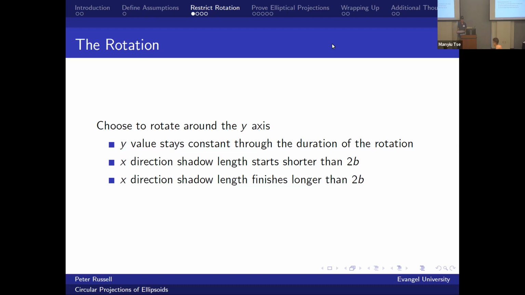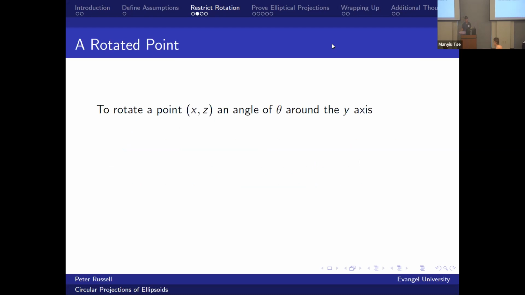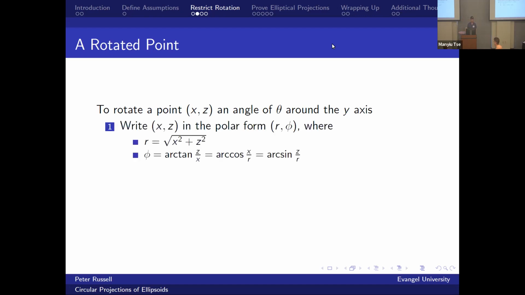The only trick we need at this point is to show that along this rotation, every single projection we have is always going to be an ellipse. That's our goal here. In order to do that, we're going to take an arbitrary point, an X, Z. Since we're rotating around the y-axis, we're just going to forget about the y-coordinate for now, and look at a point X comma Z. We could do this with a matrix multiplication, but I think it's more fun to do it with polar coordinates. So we're going to translate this to polar form.